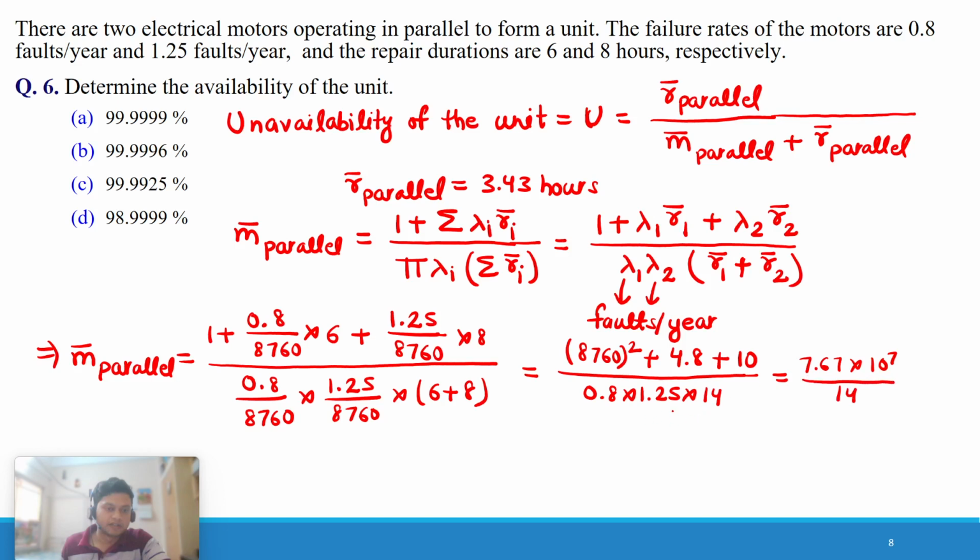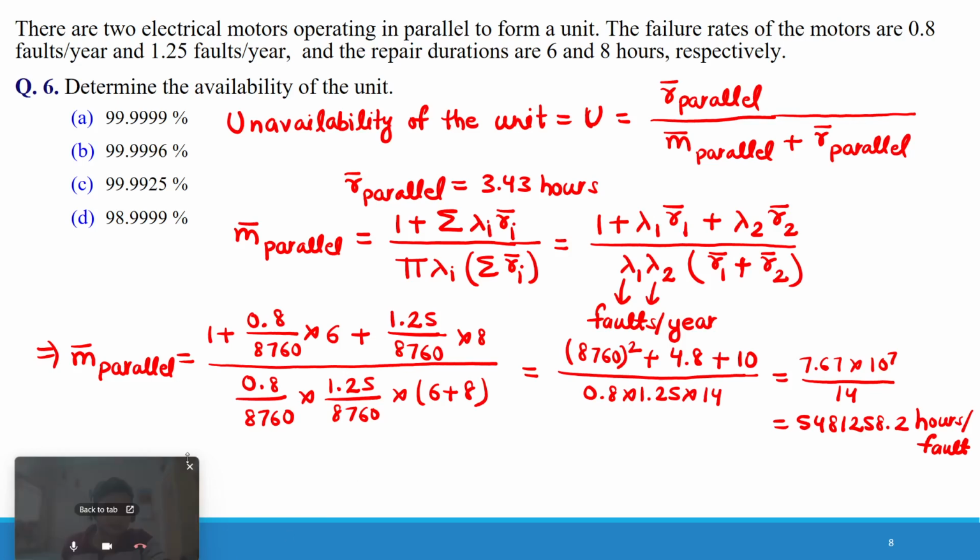So this value comes out as 5481258.2 hours per fault. The mean time to failure is very much high, 54,81,258 hours.